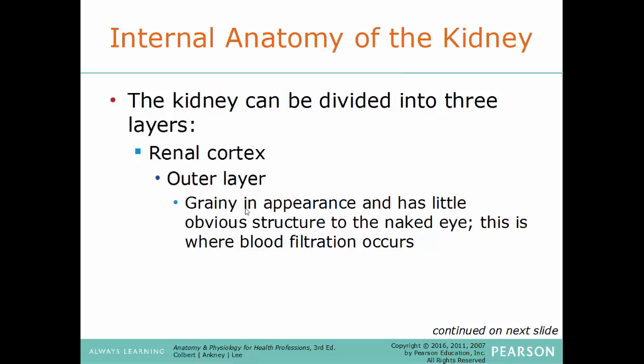Right, now we move on to the internal anatomy of the kidney. The kidney can be divided into three individual layers. First one is the renal cortex. The cortex is the outer layer. Cortex is always a reference to the outermost layer of a structure. This will look grainy in appearance and has very little obvious structure to the naked eye. But this is where the blood filtration occurs in the cortex.